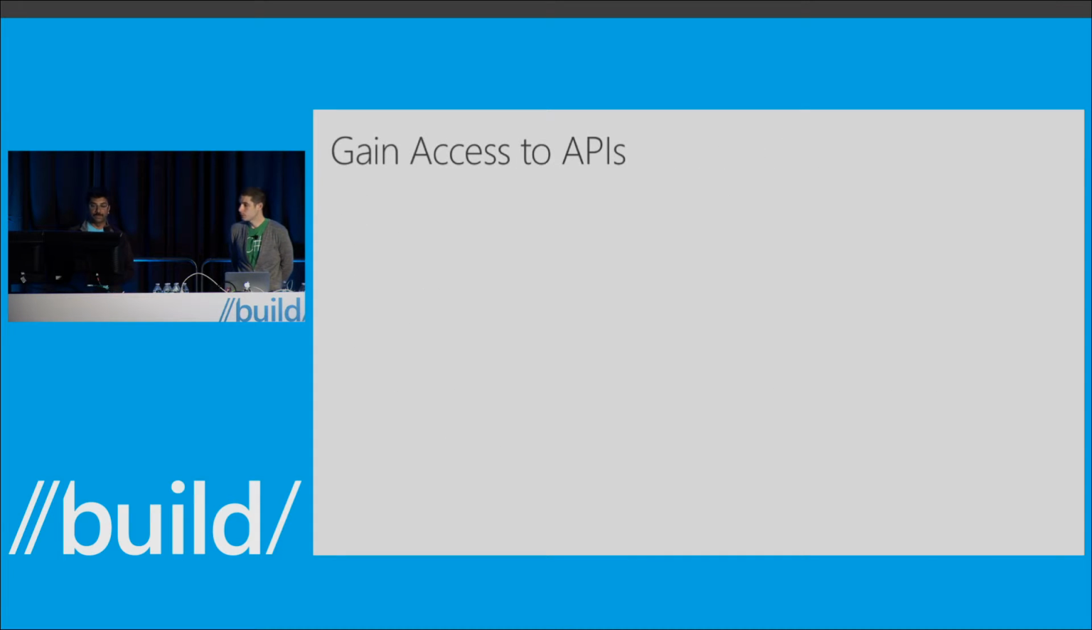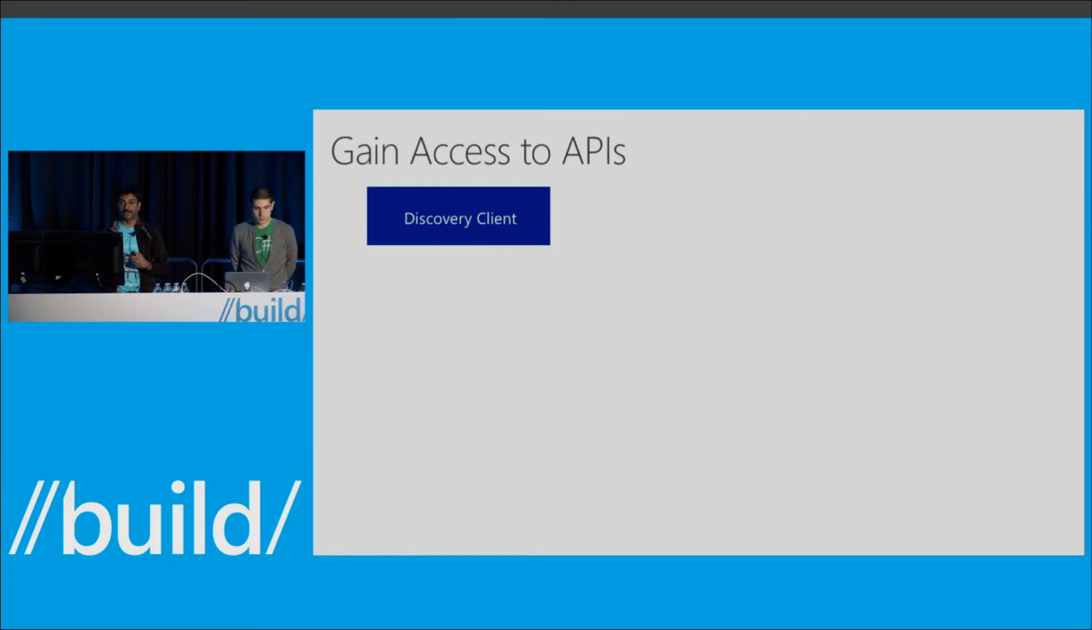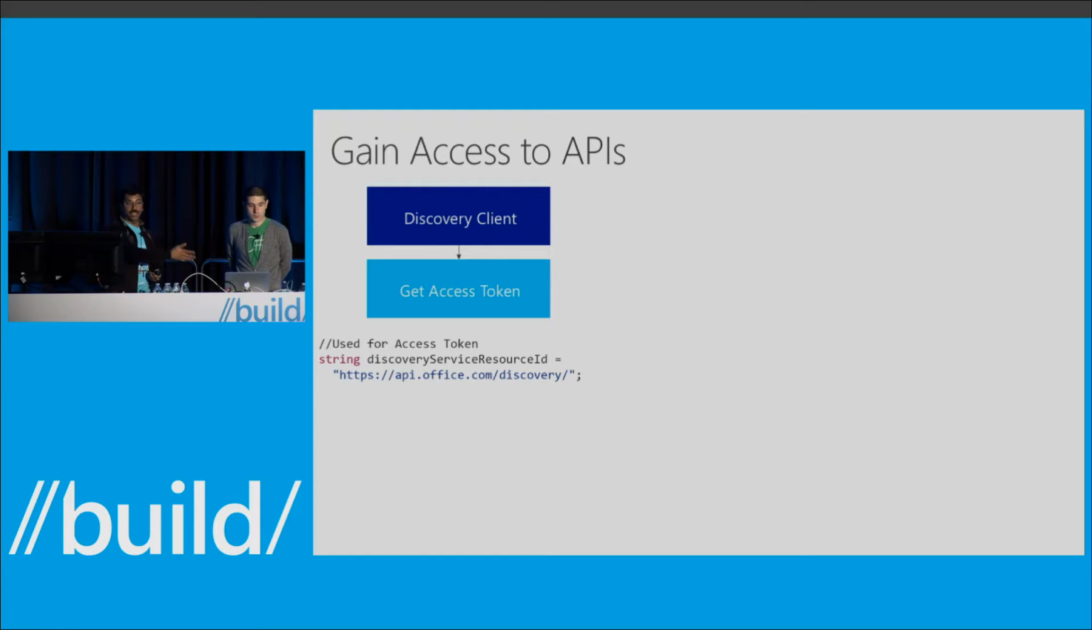So what it actually does is that as you would request access to any Office 365 API service, the first thing you need to do is create the discovery client, right? Because you want to discover that. So you create a discovery client, and then you'll authenticate with Azure AD and get the access token for Discovery Service. So the Discovery Service is a constant URI. It won't change.